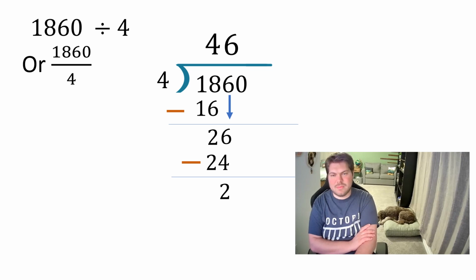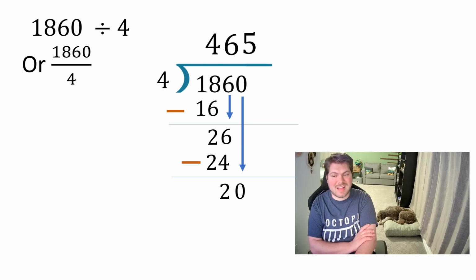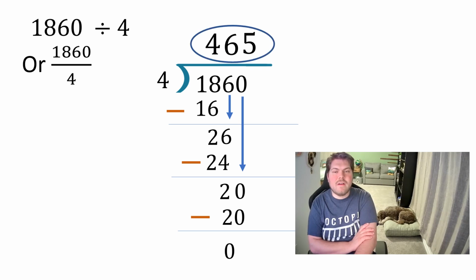So then we see how many times does 4 go into 20? 5 times. So 1,860 divided by 4 is 465.